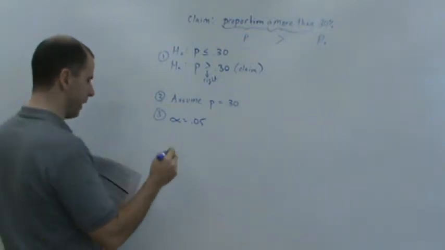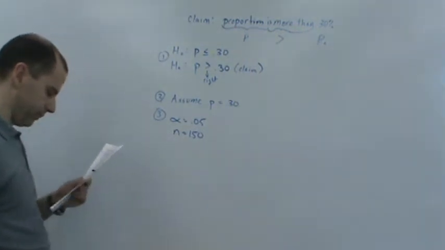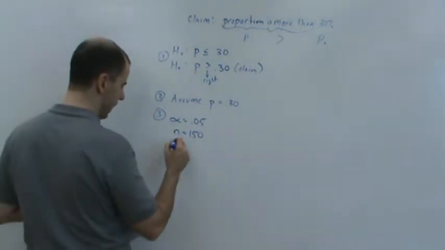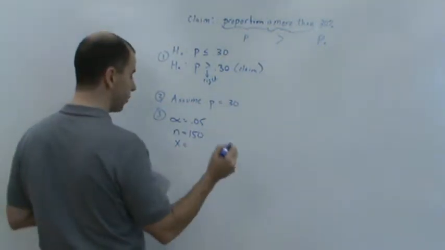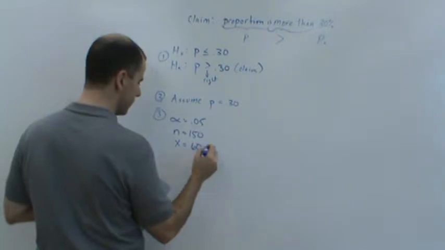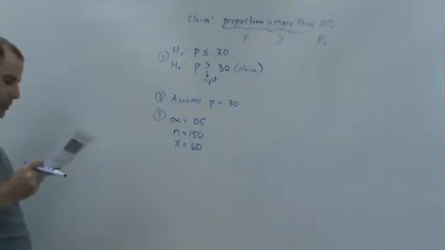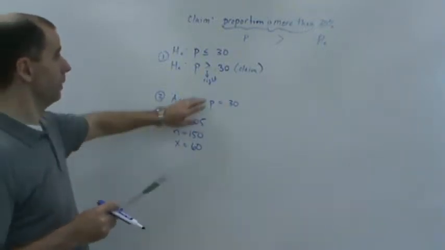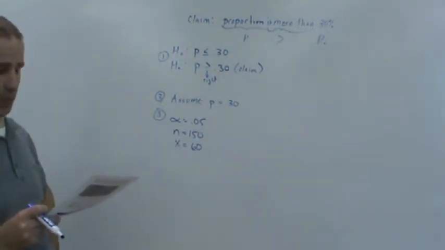What do they find? They found a sample size of 150. So that's n. And of the 150 households, how many households had 3 cell phones? 60. So now they want to know, is there sufficient evidence to support the company's claim that the proportion of households that have 3 cell phones is greater than 30%?